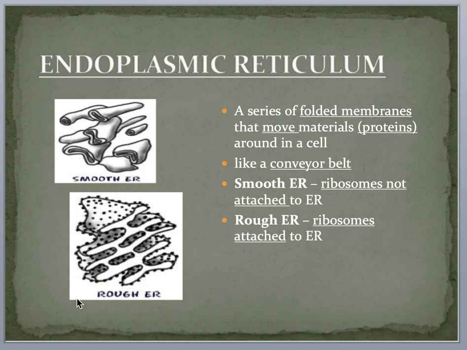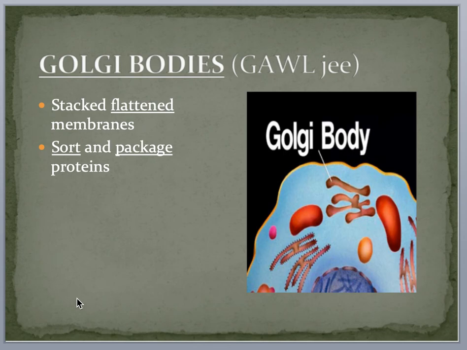Endoplasmic reticulum. As mentioned in the previous slide, one of its functions is to attach the ribosomes, allowing them to produce proteins. These are a series of membranes that move material and protein around the cell, acting like a conveyor belt for the cell. It has two types: smooth endoplasmic reticulum and rough endoplasmic reticulum. The rough endoplasmic reticulum has ribosomes attached, while the smooth endoplasmic reticulum doesn't.